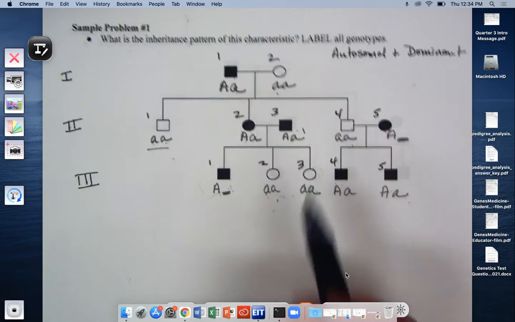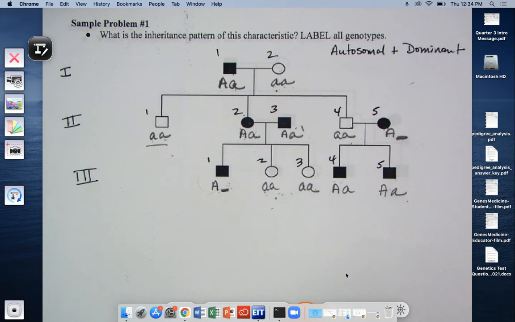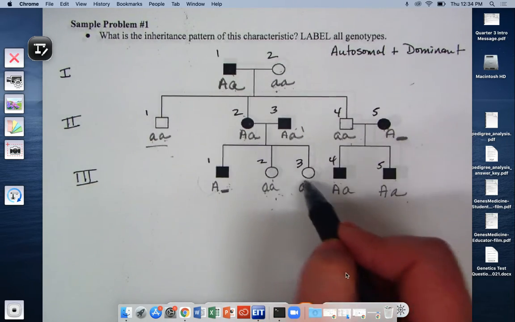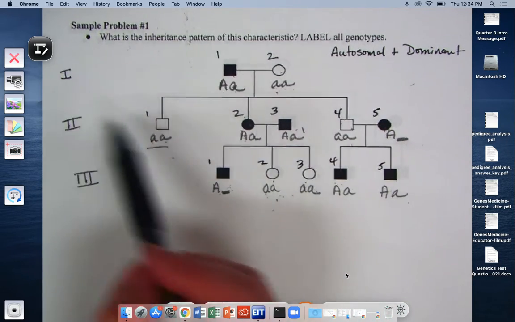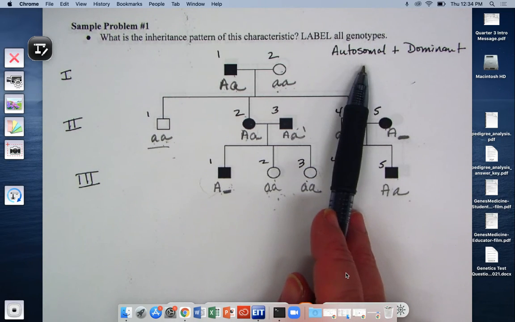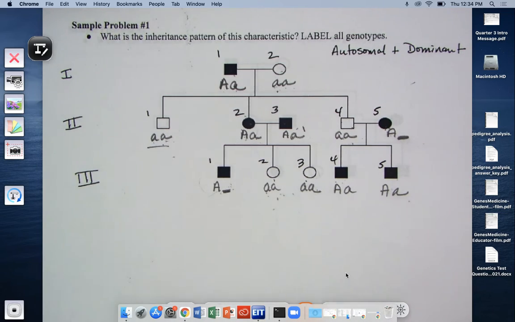How many individuals on this problem have the characteristic? That's asking you to count the shaded boxes. 1, 2, 3, 4, 5, 6, 7. How many are homozygous recessive? Count. 1, 2, 3, 4, 5. So I could be asking you the genotype of an individual, or I could ask you how many there are. Those types of questions will be what I ask you on the practice. So the first step will be to identify what kind of trait it is, then write out all the genotypes, then answer questions.